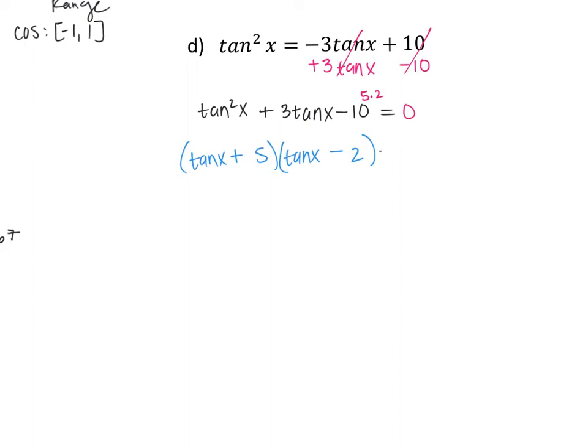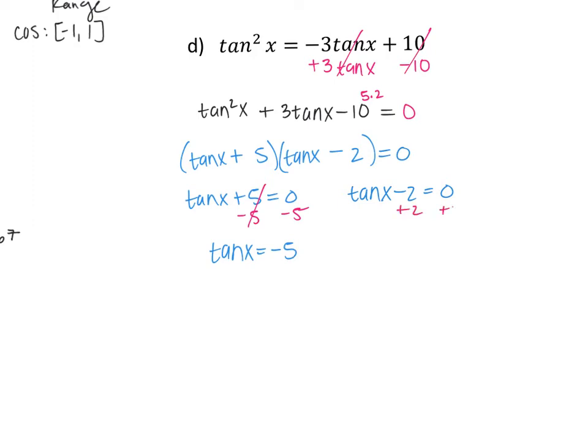So setting this equal to 0, I'm going to set each factor equal to 0. And from here, I'm going to try to get tangent by itself. So if I subtract 5, this cancels, and my tangent is equal to negative 5 for the first one. And then I'm going to add 2 to the other side, and then tangent is equal to positive 2.